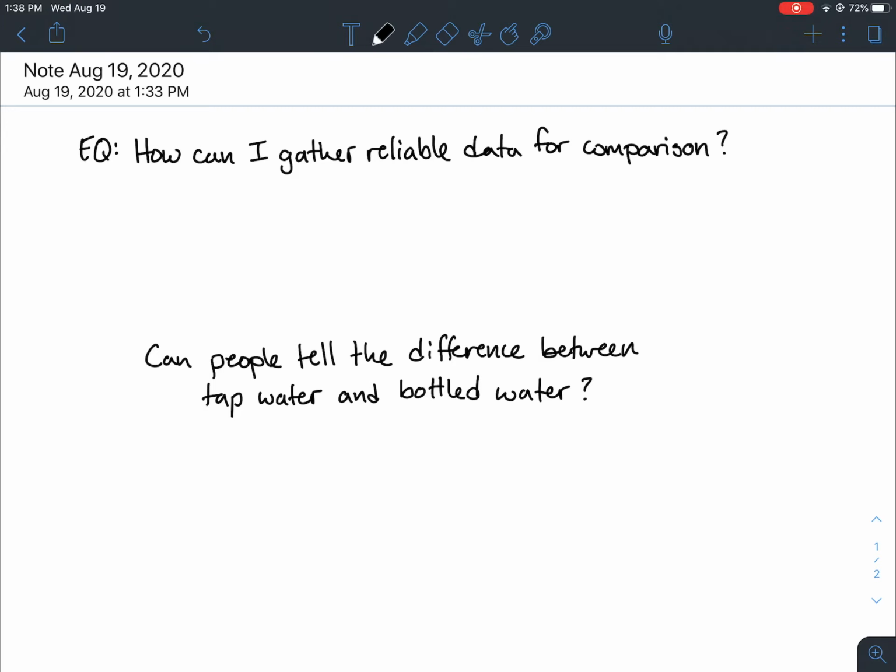And so today what we're going to talk about is two types of studies. And the first one we're going to go through is an experimental design study. So this is going to be our focus for the first part here, this experimental design study.